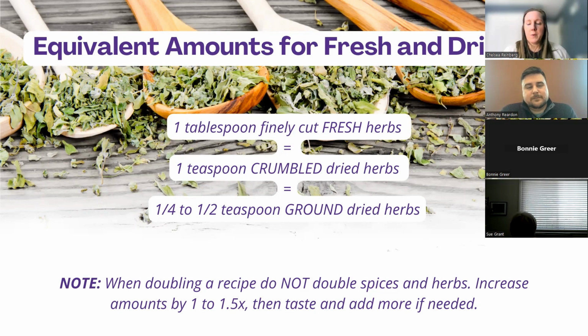It is important to note that when you double a recipe, it is recommended to not double the spices and herbs. Really, it's not a 1-to-1 equivalent as if you were doubling it for all the other ingredients. You would want to increase by amounts of 1 to 1.5 times and then taste and add more as needed. You can't take spices, salt, anything out once it's already in there. So it's best to start a little bit on the lower end and not exactly double it, and then add more as needed.